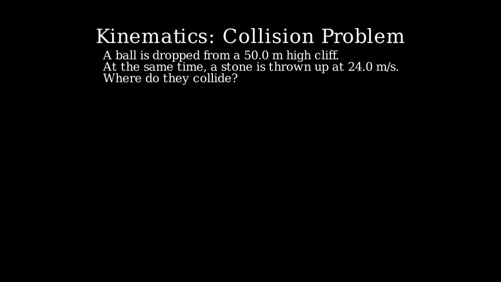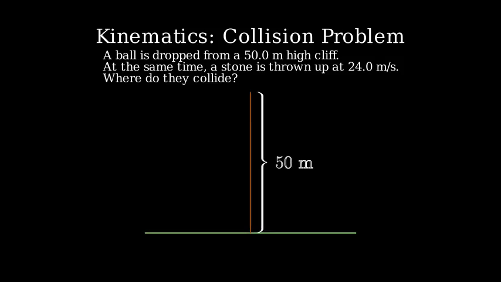Let's start by drawing a diagram of the situation. Here's our cliff, 50 meters high. The ball starts at the top and is dropped with zero initial velocity. And the stone starts at the bottom and is thrown upward with a velocity of 24 meters per second.